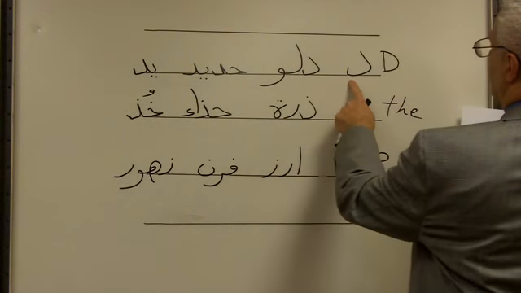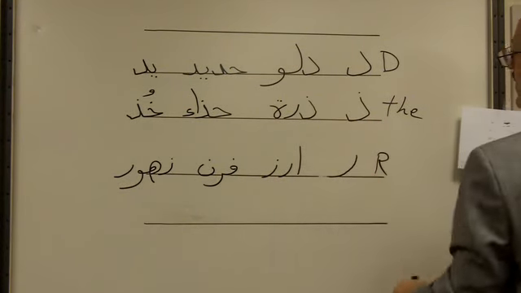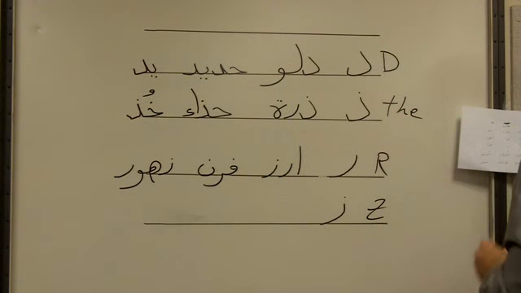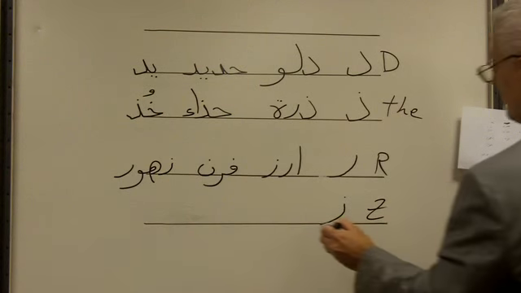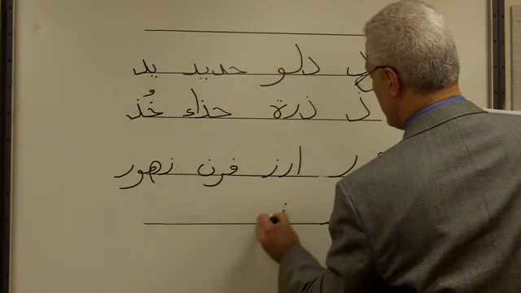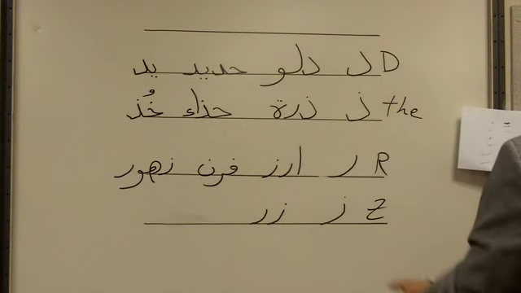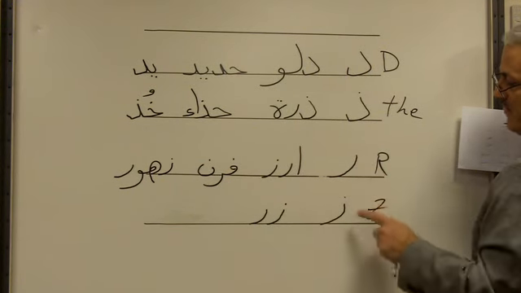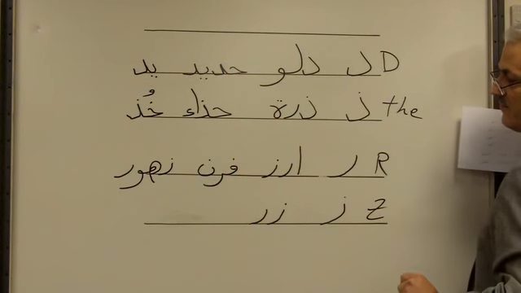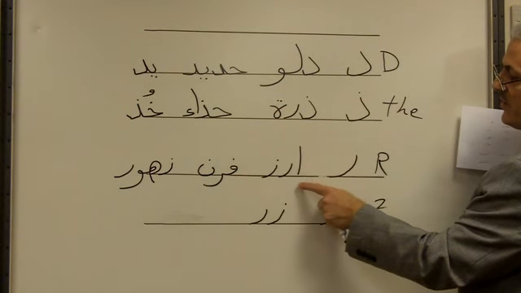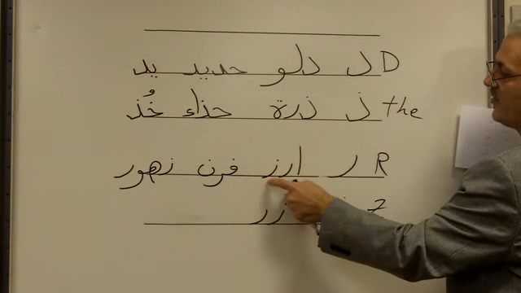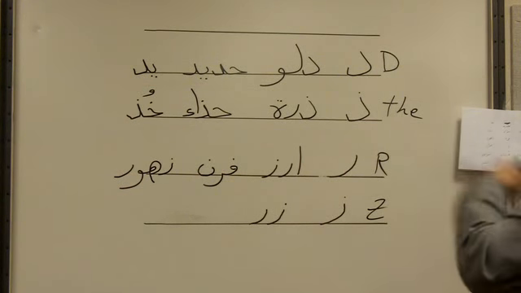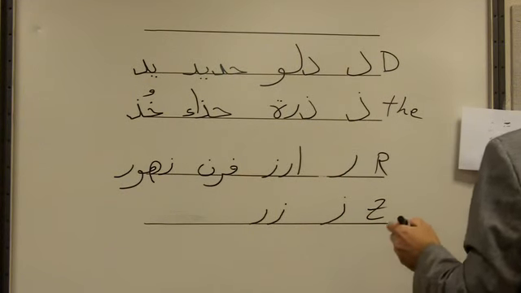So we have dal, thal, ra, and then we have za. Za is easy, it's like a Z. And the first word is zir, which means button. Zir. So now you make your first word in Arabic. You know the alif, you know the ra, and you know the za, and this is zir. So now you're starting to develop your own vocabulary of the Arabic language.